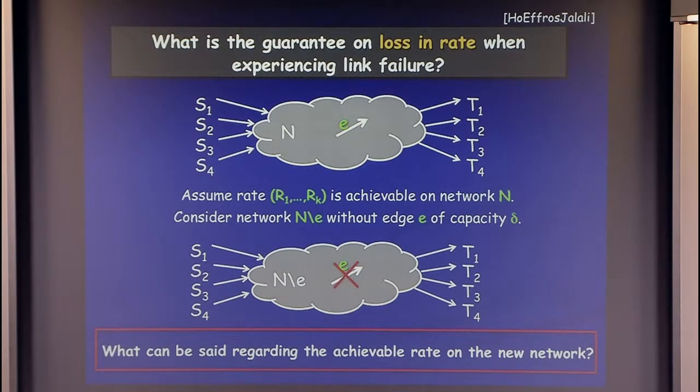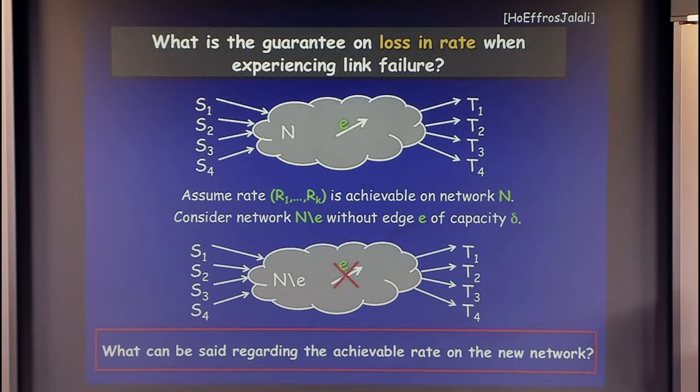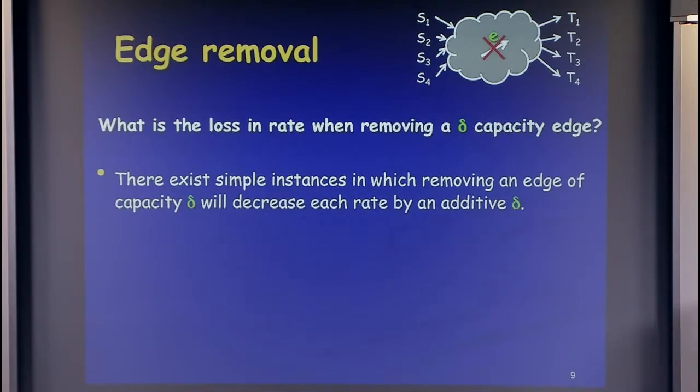In other words, what is a guarantee in loss and rate when I have one link that's failing inside this network? So what is the loss in rate when we're removing a delta capacity edge? And it's pretty easy to see that there are examples in which if you remove a delta capacity edge, the rate is going to decrease by delta in each and every coordinate, exactly like was shown in the previous lecture.